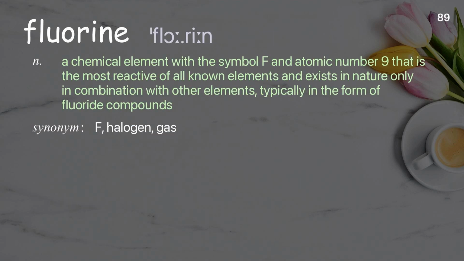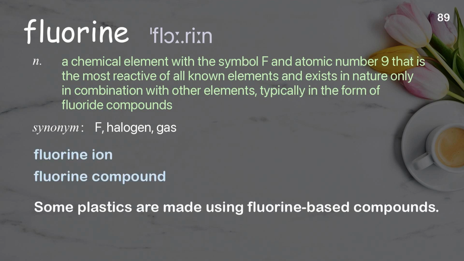Fluorine. A chemical element with the symbol F and atomic number 9 that is the most reactive of all known elements and exists in nature only in combination with other elements, typically in the form of fluoride compounds. Examples: Fluorine ion, fluorine compound. Some plastics are made using fluorine-based compounds.